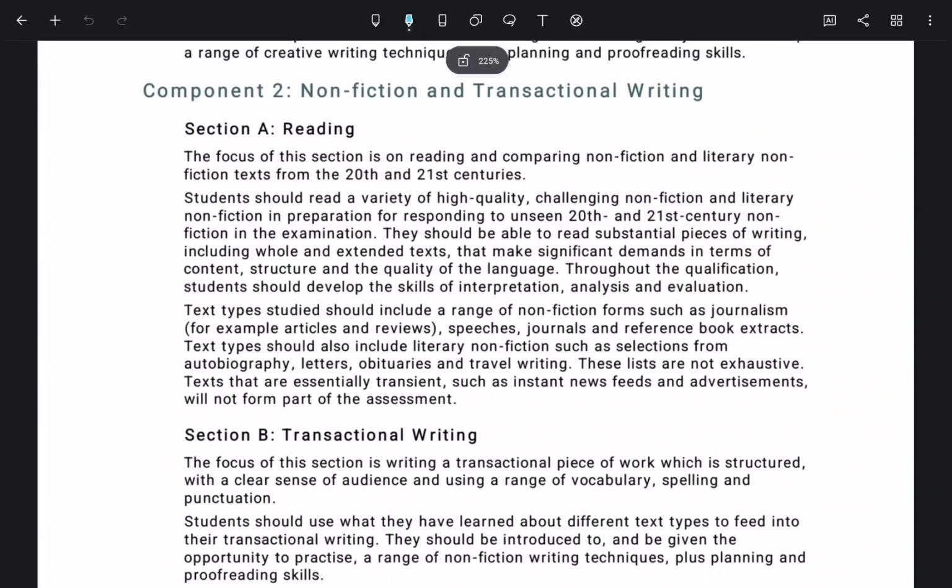So these are some things you need to consider for component 2. So it's clearly an important paper, okay? And it's worth more for your English language compared to paper 1. Now, section A reading, the focus of this section is on reading and comparing non-fiction and literary non-fiction texts from the 20th and 21st century.